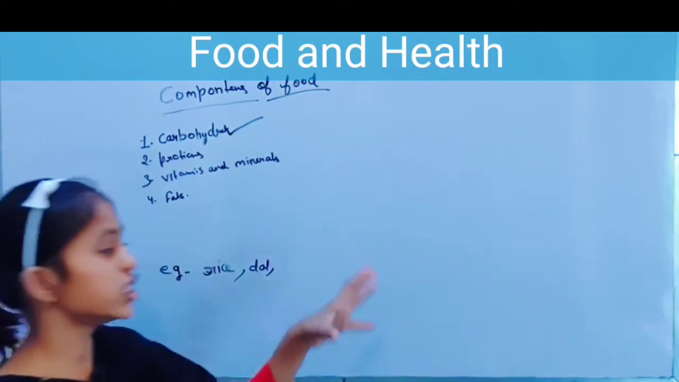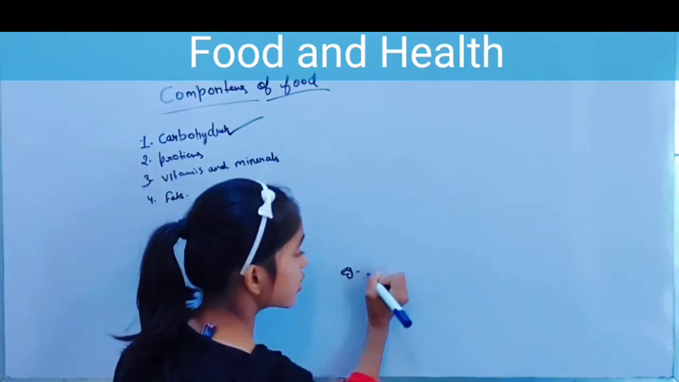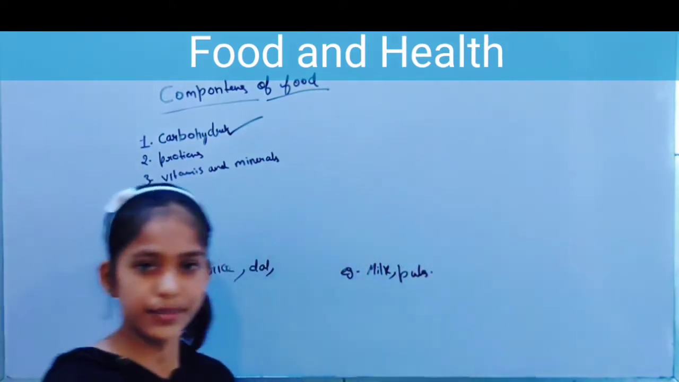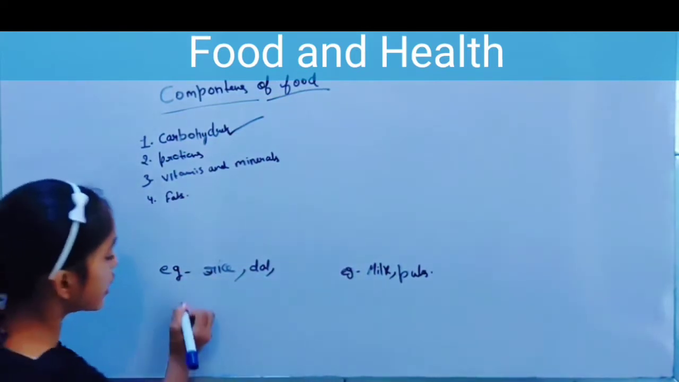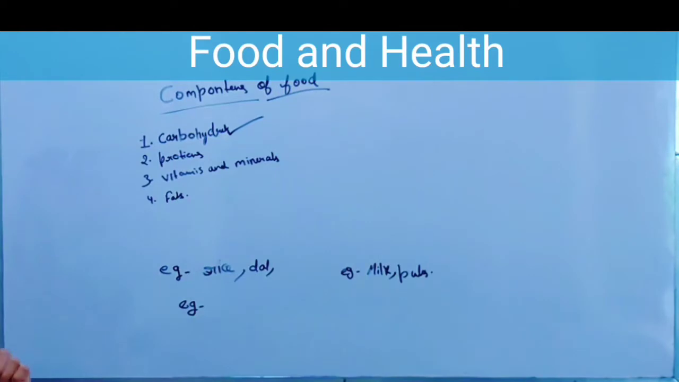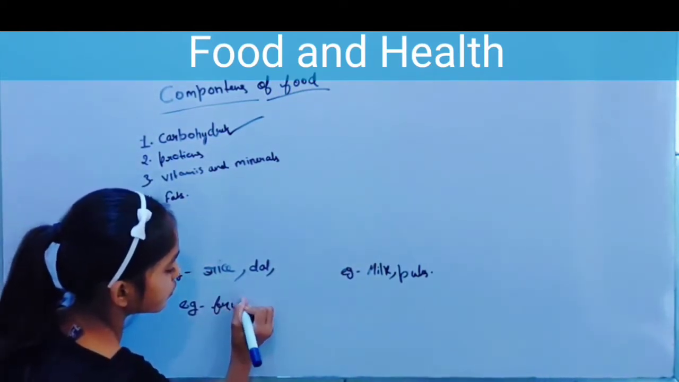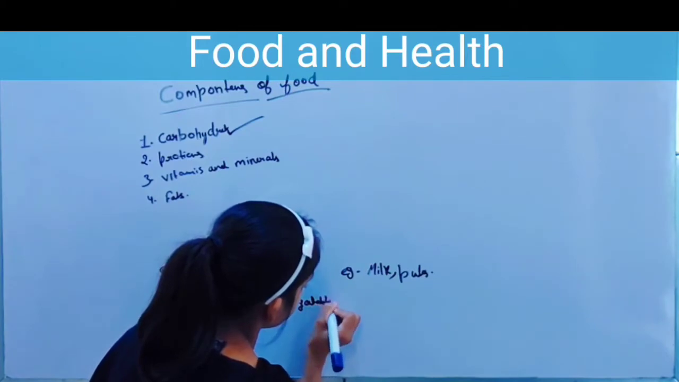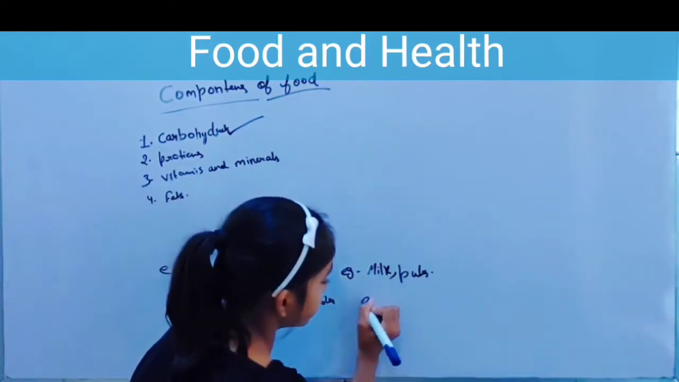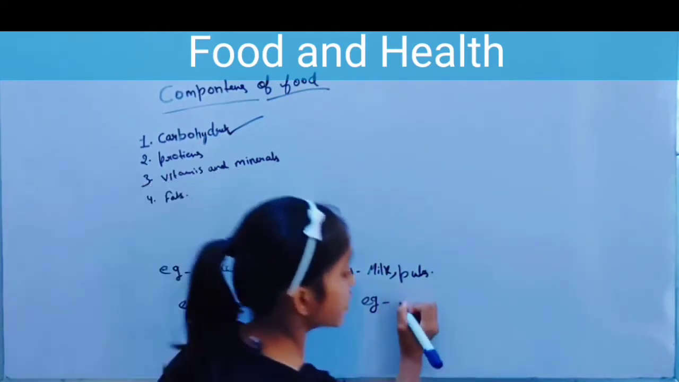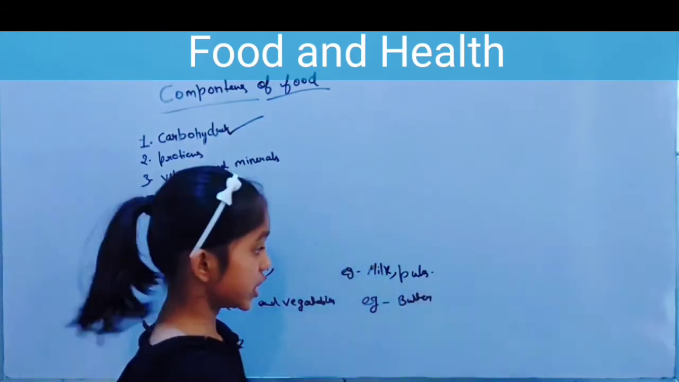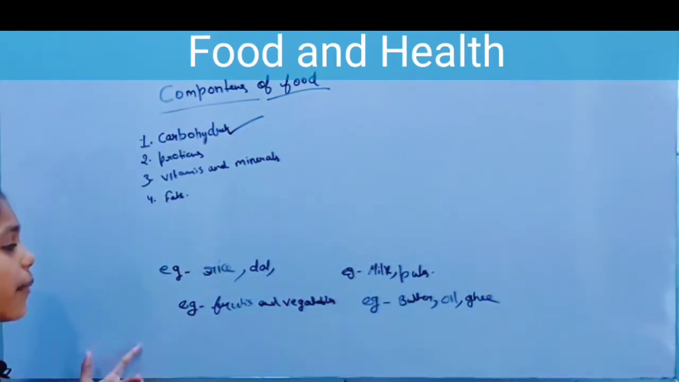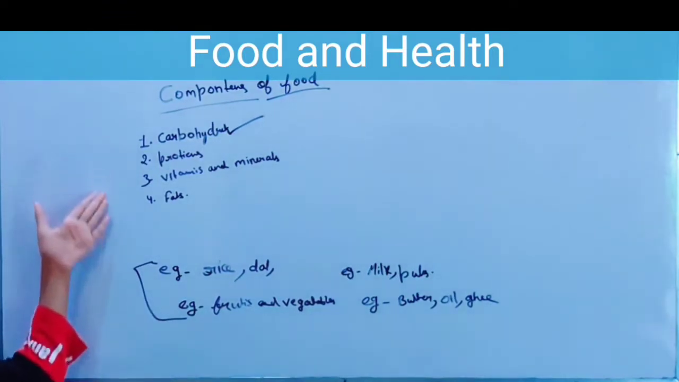Number 2, proteins. Proteins contain examples like milk, pulses and many more. And vitamins and minerals contain fruits and vegetables. And fats are contained in things like butter, oil, ghee and many more. So these were the examples of what these components of food contain.